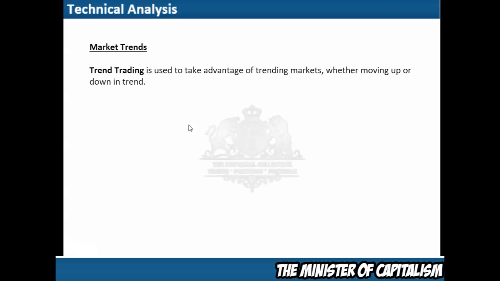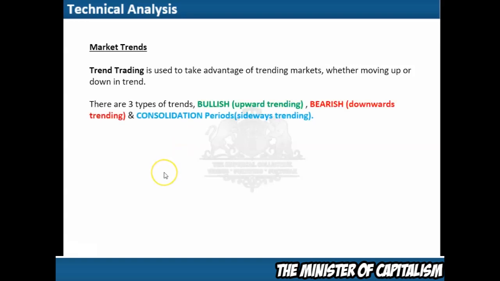Market trends. Trend trading is used to take advantage of trending markets, whether moving up or down in a trend. There are three types of trends: bullish, upward trending; bearish, downward trending; and consolidation periods, where stocks generally trade sideways in a range.